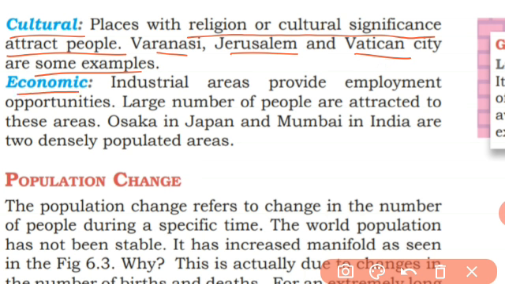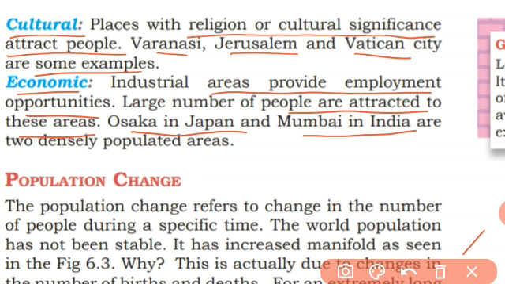And last is economic. Industrial areas provide employment opportunities. तो जितने भी इंडस्ट्रियल एरियाज हैं वहाँ पे एम्प्लॉयमेंट की अपॉर्चुनिटीज़ मिलती हैं. Large number of people are attracted to these areas. Osaka in Japan and Mumbai in India are two densely populated areas.